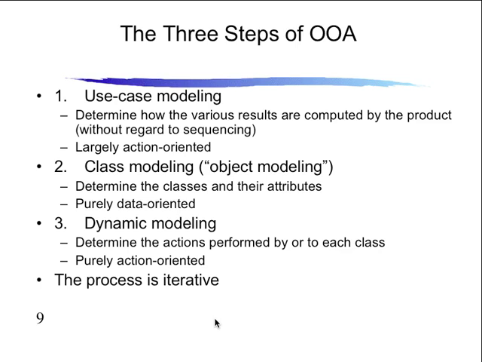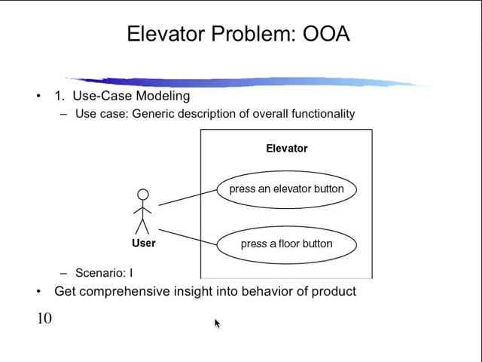So let's take a look at the category of what these models are actually showing. Let's start out with an elevator problem. We're going to run through the steps for object-oriented analysis to put together diagrams, building software for the elevator as an example. This is a use case model, use case diagram, sometimes referred to as scenario or scenario planning. It can be written out graphically, or it can be written out in a series of steps, as I'll show you. What we've got now is a generic description of the overall functionality.